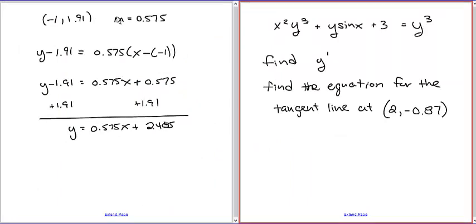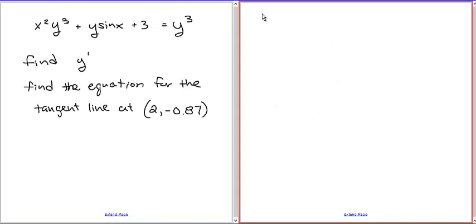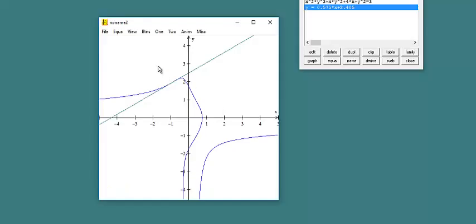Okay, next one. Get a little more complicated here, but it's basically the same procedure. Let's go ahead and plot that, just see what it looks like. Just trying to find the calculations for that particular problem. There it is. Okay, so let me close that.